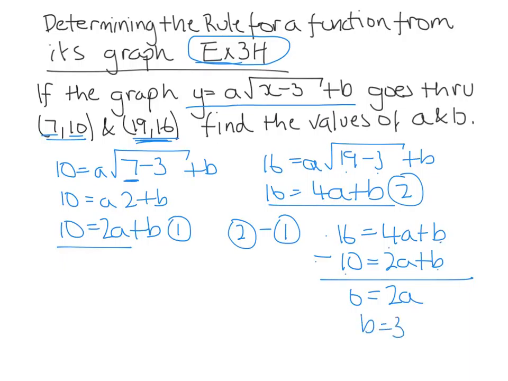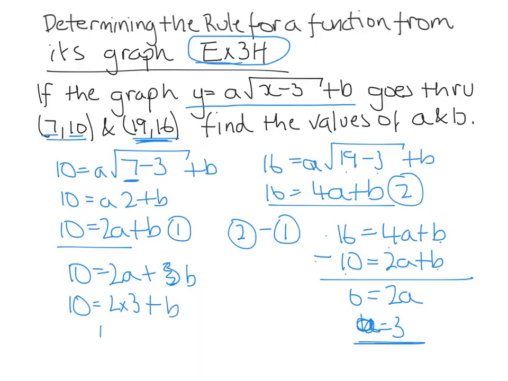So a would have to be 3. Sorry, a is equal to 3. If a is equal to 3, 10 equals 2 times 3 plus b, so b would have to be equal to 4. So our graph would be y is equal to 3 square root of x minus 3, plus 4. In place of a would go 3, in place of b would go 4.